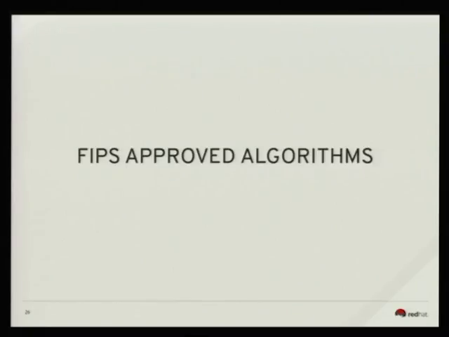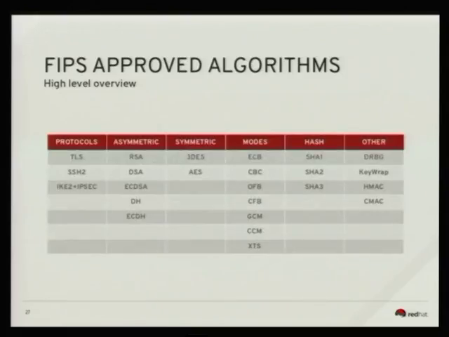What are the actual FIPS approved algorithms that you can use if you want to be FIPS compliant? This is the list of all of these. From protocols, you can use TLS, SSH2, IKE, and IPsec combination. For asymmetric crypto, you can use RSA, DSA, ECDSA, or Diffie-Hellman key exchange. There are some limitations and restrictions on these. I will talk about this more later.